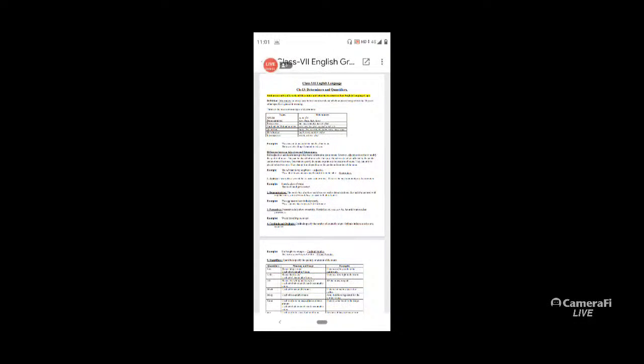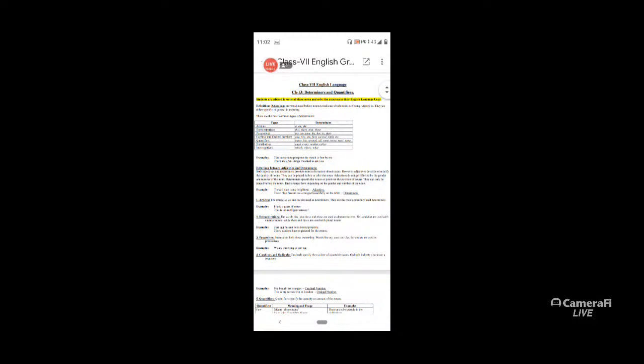Good morning, students. Today we are going to start chapter 13 from English grammar, which is determiners and quantifiers. Actually, when we are doing determiners, we come across a lot of common terms which we might have heard while doing the adjectives. So generally the question comes: are determiners a part of adjectives, or is there really any difference between a determiner and an adjective? In order to know all this, first let us go to the definition of determiners.